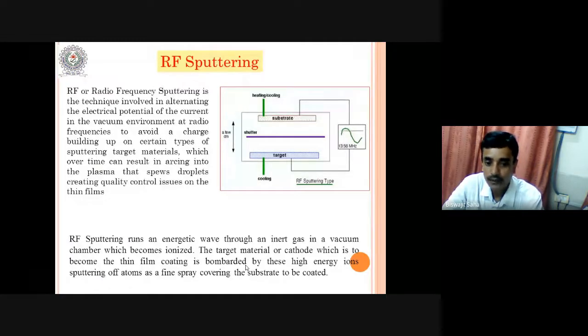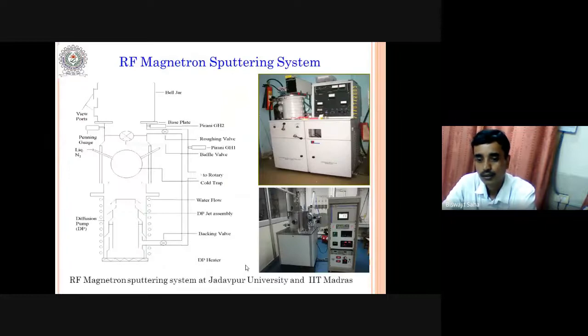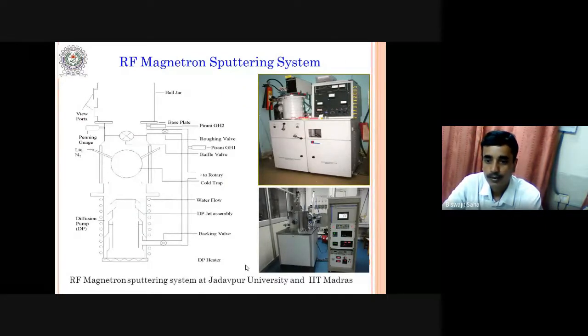RF sputtering runs an energetic wave through an inert gas in a vacuum chamber, which becomes ionized. The target material or cathode, which is to become the thin film to be deposited, is bombarded by the high energy ions, sputtering atoms as a fine spray covering the substrate to be coated. So that is simply what RF sputtering is. This is the picture of an RF sputtering system.